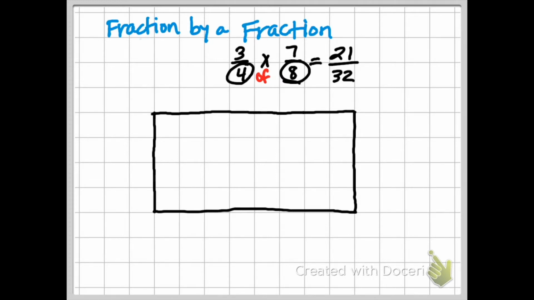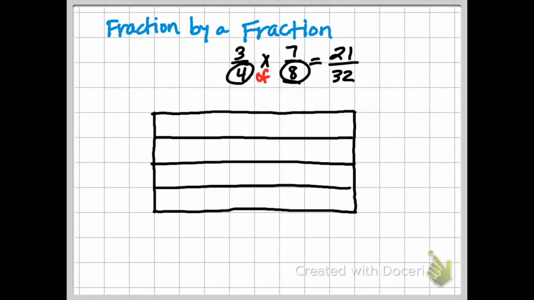So I'm going to look at this very first fraction, 3/4. So when you have a fraction of a 4 as the denominator, I'm going to divide my model into 4ths. Okay? And there's a 3 as the numerator, so I'm going to shade in 3 of those 4.